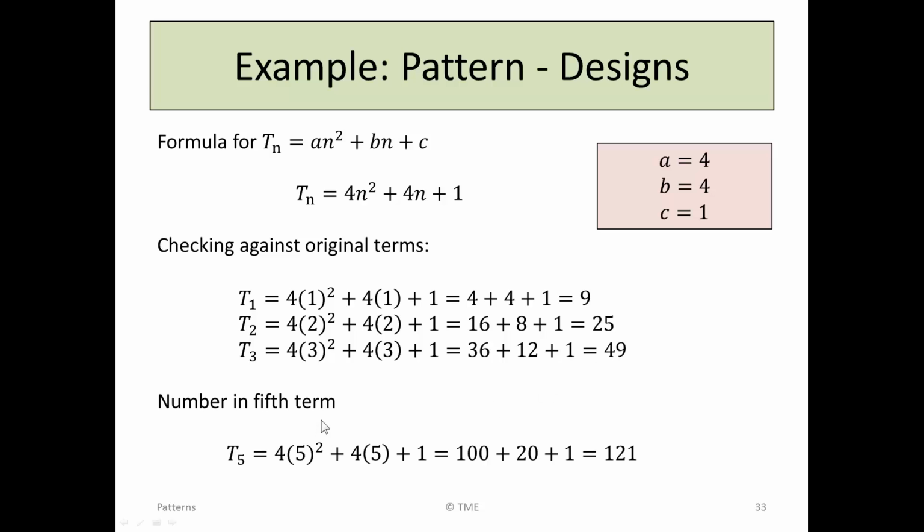And the number in the fifth term then, we just use the formula, T5 is 4 times 5 squared, because we're interested in the fifth term, plus 4 times 5 plus 1. 5 squared is 25, times 4 is 100. 4 by 5 is 20, plus 1, and we get 121. And that's our answer, the number of tiles in the fifth term.